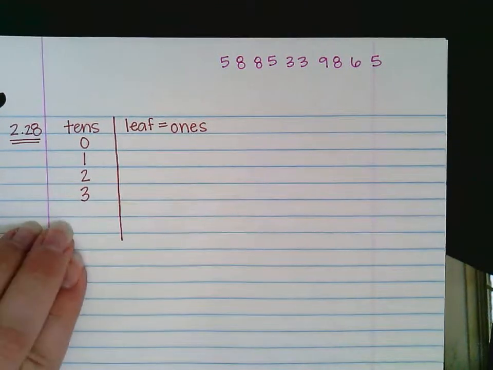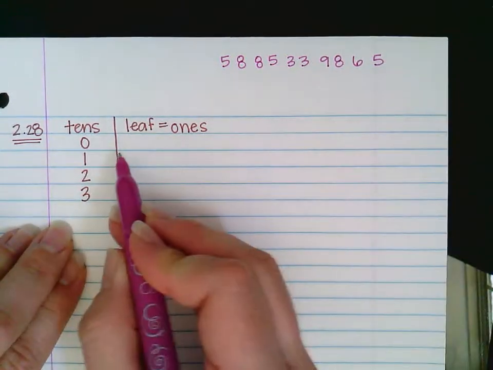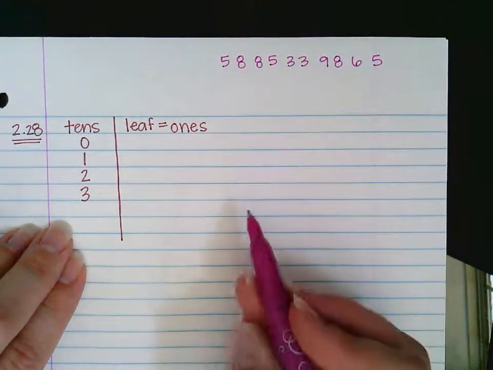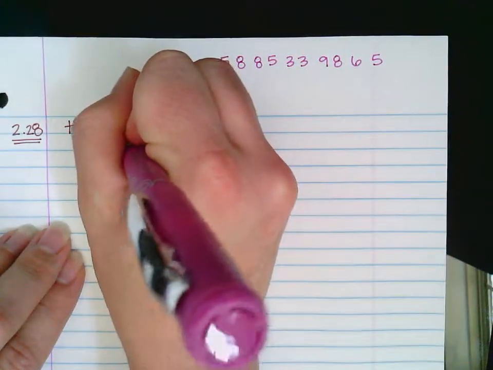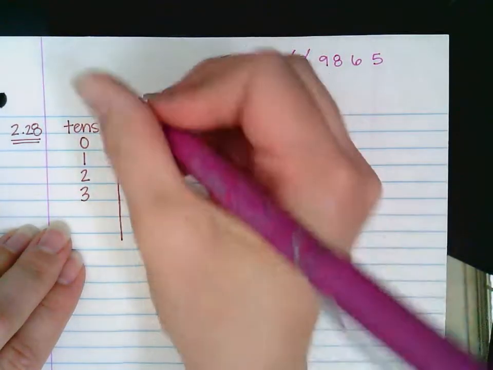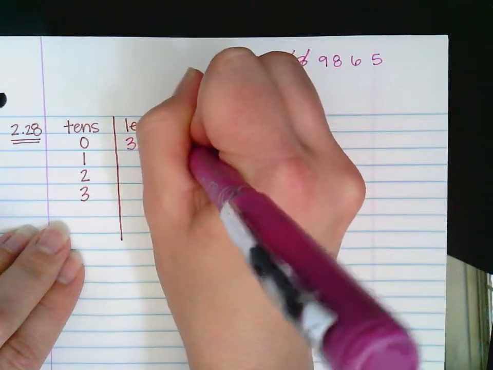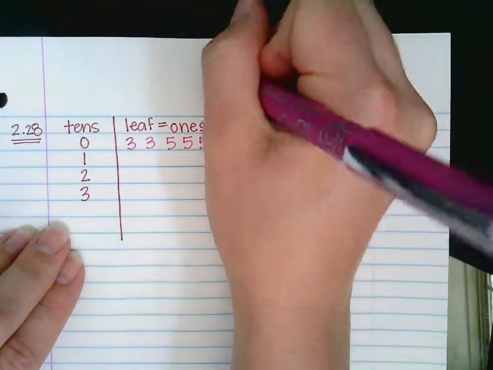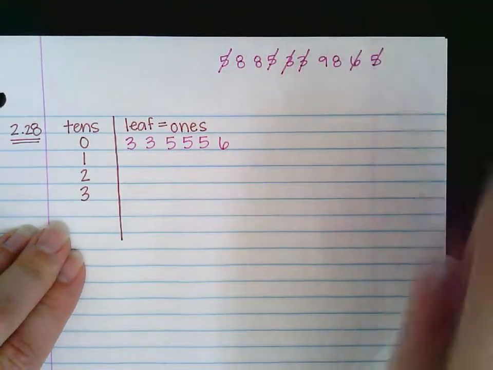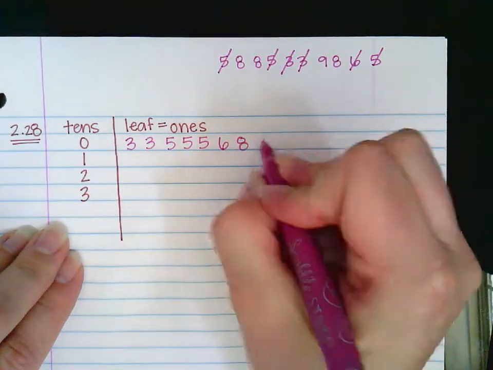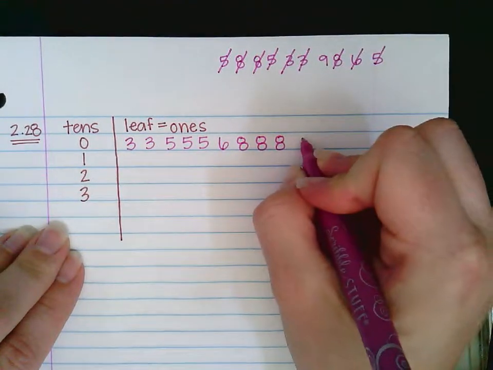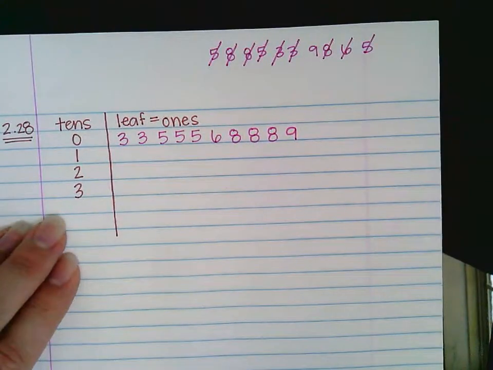And now I need to order them. Be very careful when you do this. You want it to be very systematic because you want to be able to actually compare the different bins when you get here. So you have a 3 and a 3. We have 3 5s. 5, 5, 5. We have 1 6. We have 3 8s. And a 9.